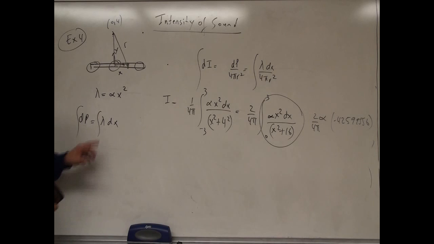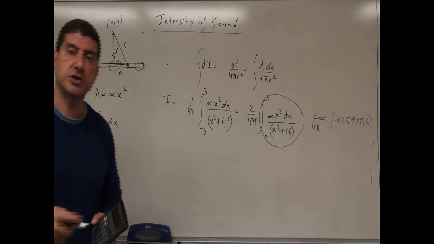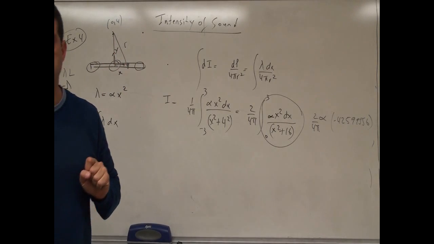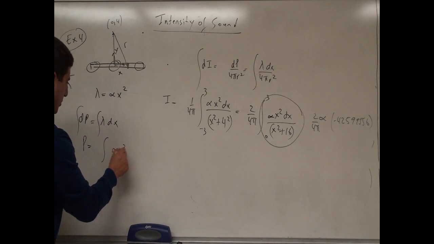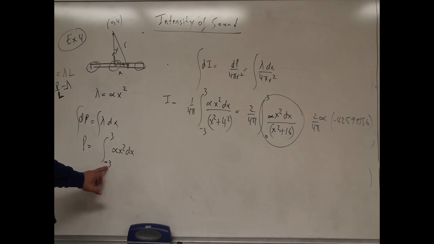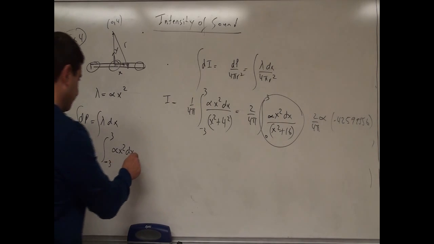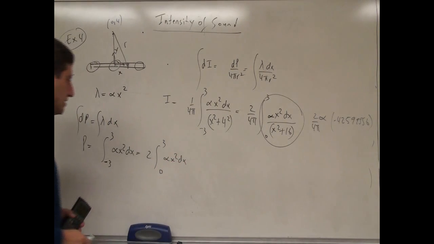In the previous case, I was able to pull lambda out of the integral. We had P is equal to lambda L, so lambda was just P over L. So for uniform sound intensity, you can simply do the total power divided by the total length. Here, since lambda is non-uniform, we actually have to put in the function. So P is equal to the integral of alpha x squared dx from -3 to 3. Then we can go 0 to 3 and double it, so 2 times the integral from 0 to 3 of alpha x squared dx.